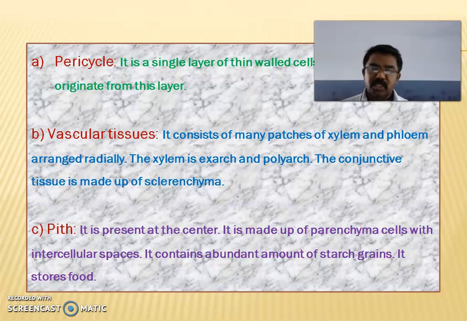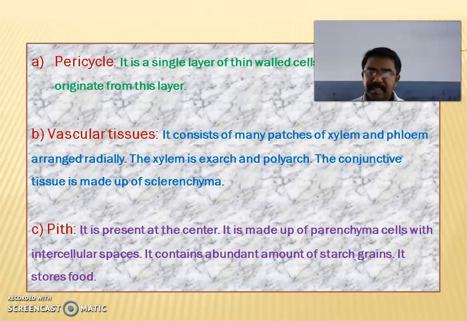Next, vascular tissue. It contains many patches of xylem and phloem. Already you know about xylem and phloem. They are arranged radially. The xylem is exarch and polyarch. The conjunctive tissue is made up of sclerenchyma.